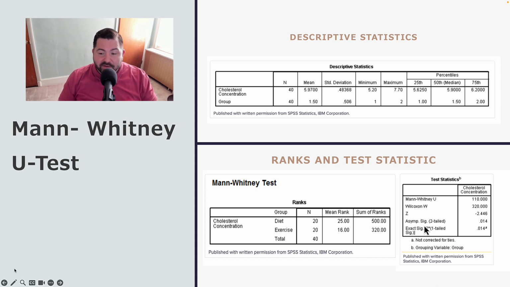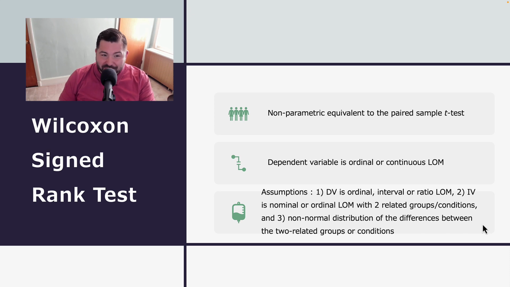Any number, when you see p, or in this particular case, sig, the sig in this case represents the p, if that number is smaller than 0.05, then you have a statistically significant finding, which means the observed z-score in this case for the Mann-Whitney U is statistically different from the critical value. And so when that number is smaller than 0.05, as it is in this case, 0.014, it means there's a statistically significant mean rank difference between diet and exercise groups with respect to cholesterol concentration.